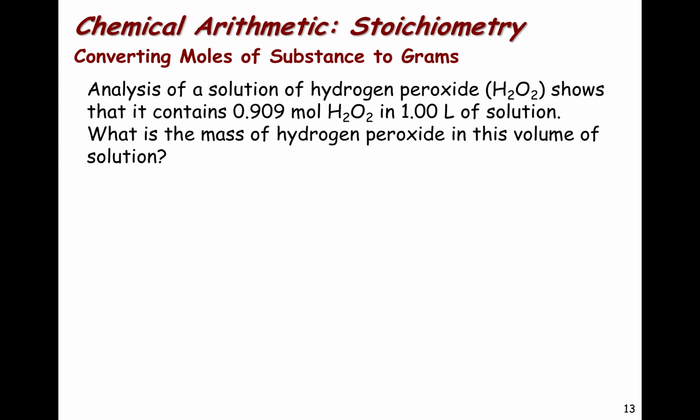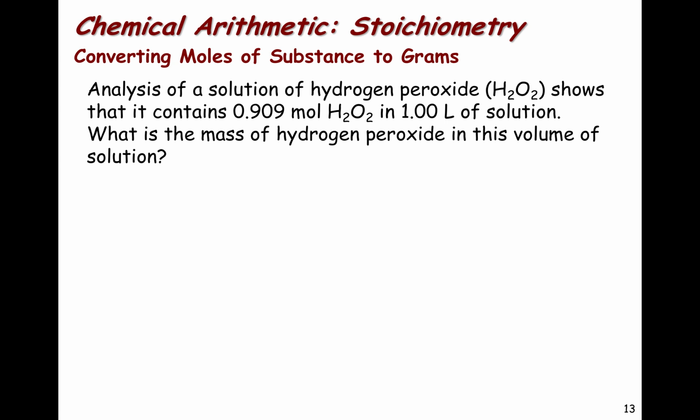As another example of a calculation that can be done using dimensional analysis, we have a question that asks: analysis of a solution of hydrogen peroxide, the formula being H2O2, shows that it contains 0.909 moles of H2O2 in 1.00 liters of solution. What is the mass of hydrogen peroxide in this volume of solution?